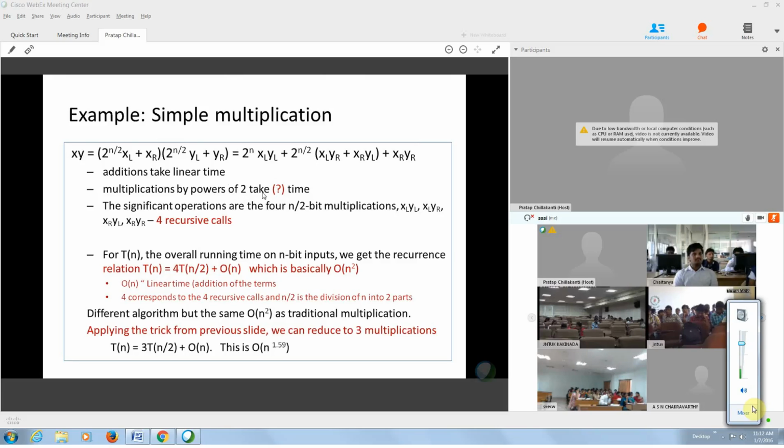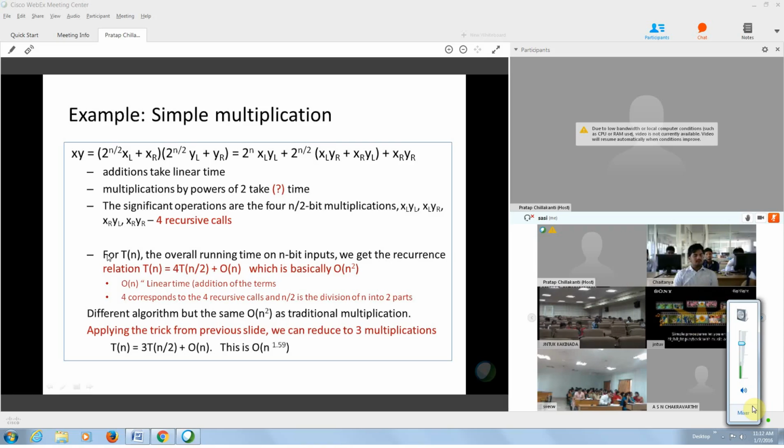Time, and the multiplication by powers of 2 also take linear time on a digital computer. The main operation that needs to be performed is the 4 n by 2 bit multiplications, because we broke that term into this. Now, those 4 require 4 recursive calls.